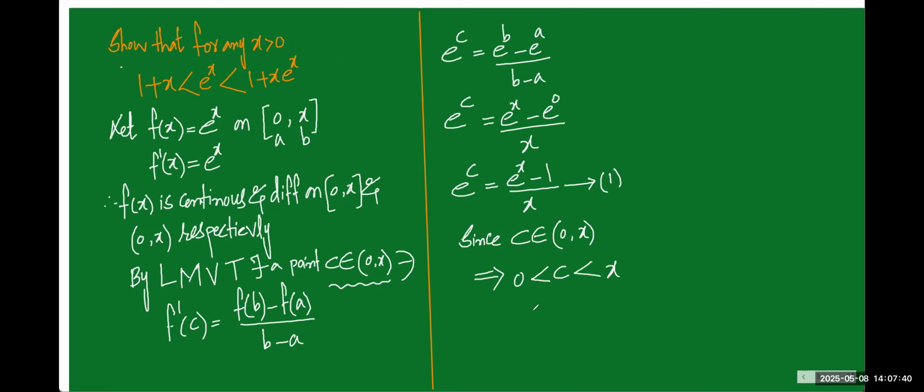So what to do here is, I take the base e power on everything: e power 0 is 1, is less than e power c. The value of e power c in equation number 1 is e power x minus 1 divided by x, which is less than e power x. So what to do? Multiplying x on both sides.